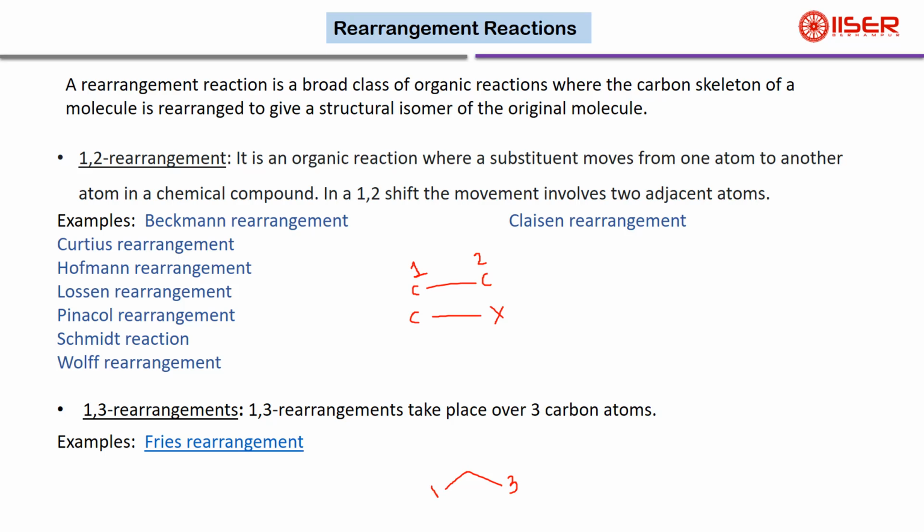In today's class, we will discuss some of the remaining ones. The Fries rearrangement will remain because it is different, this 1,3 rearrangement. I will discuss it in the next class. Beckmann and pinacol were discussed in the last class. Today I will discuss all these three and this Claisen.